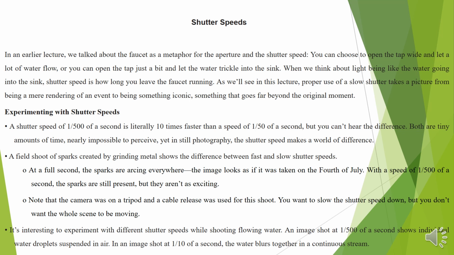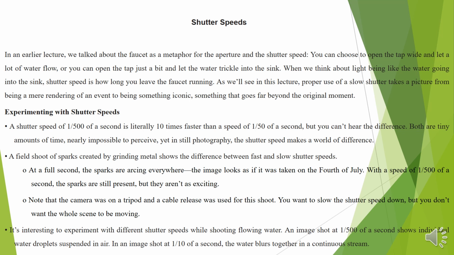Next is experimenting with shutter speeds. A shutter speed of 1/500 of a second is literally 10 times faster than a speed of 1/50 of a second, but you can't hear the difference. Both are tiny amounts of time, nearly impossible to perceive. Yet, in still photography, the speed makes a world of difference.